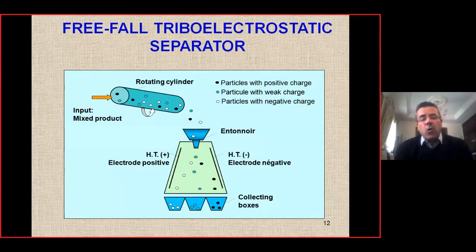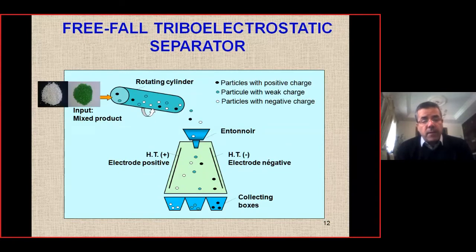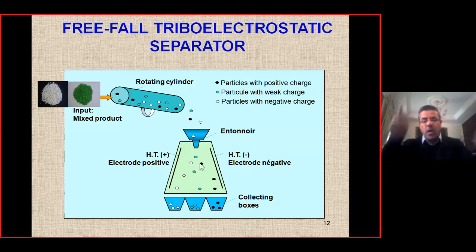Here is an example of one of the several separators that we have developed. Simply to explain, we have a mixture of plastic particles introduced in a rotating cylinder. Inside the cylinder, there are several collisions between the particles themselves and with the rotating cylinder. At the output of the cylinder they fall, and each type of plastic gets a precise charge. One type gets a positive charge, and the other type of plastic gets a negative charge. They fall in a free fall between two high voltage electrodes. They are square electrodes.